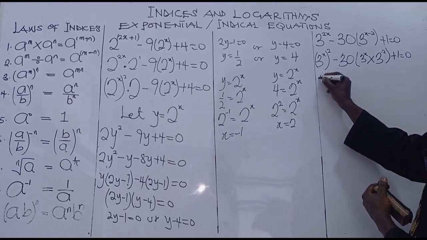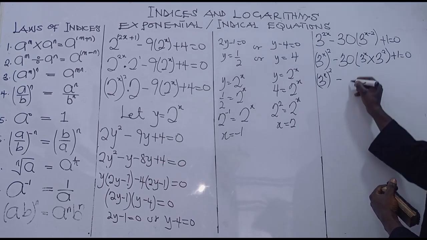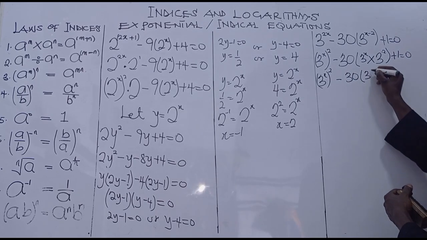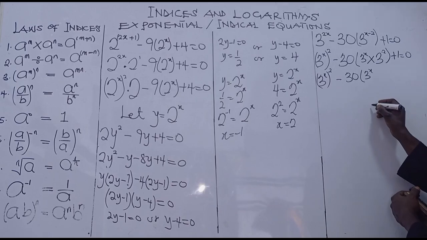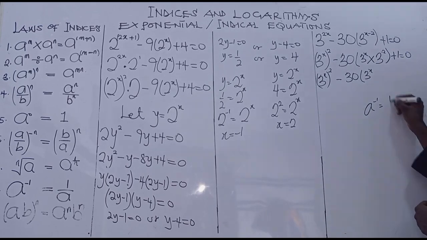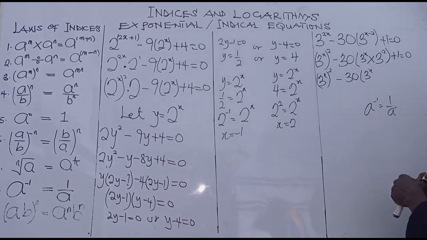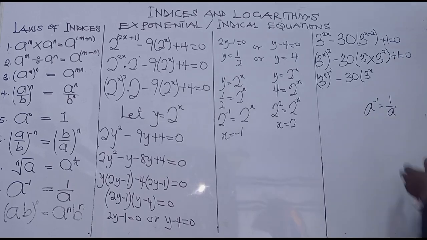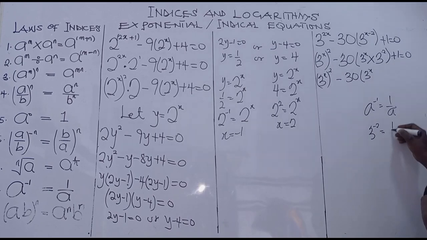So we have (3^x)^2 minus 30, and then we have 3^x. Now, when you have a raised to the power negative 1, we can write it as 1 over a. So we are going to apply this negative index property. When you have 3 raised to the power negative 2, you can write it as 1 over 3 raised to the power 2, applying this property.